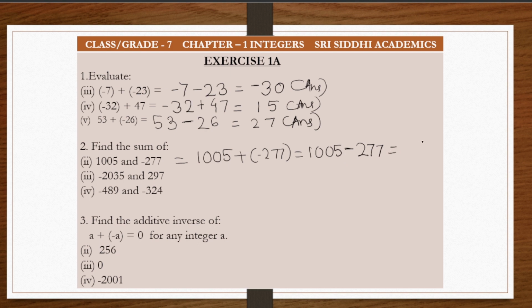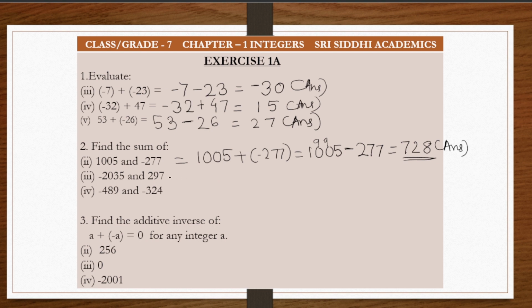So you need to simply subtract. 15 minus 7 is 8. What stays here is 9 after the borrowing. 9 minus 7 is 2. Again one more 9 is here. So 9 minus 2 is 7. So bigger value is 1005 and it's a positive integer, so final answer will also be a positive integer, 728.